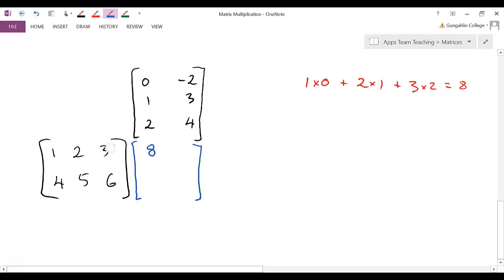The next one, this row with this column. 1 times minus 2 plus 2 times 3 plus 3 times 4. Okay, this one's a little bit more complicated. 1 times minus 2 is minus 2. 2 times 3 is 6. 3 times 4 is 12. Minus 2 plus 6 plus 12. That's going to come out as 16.